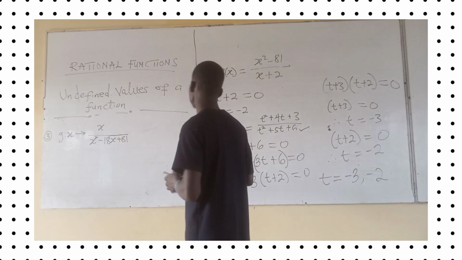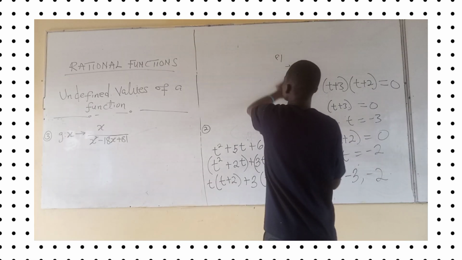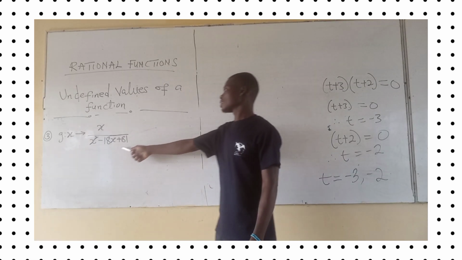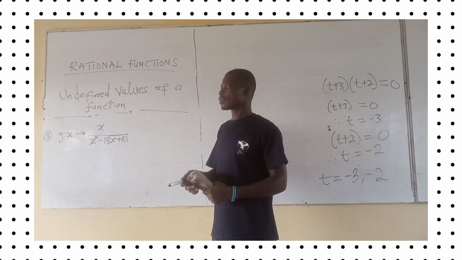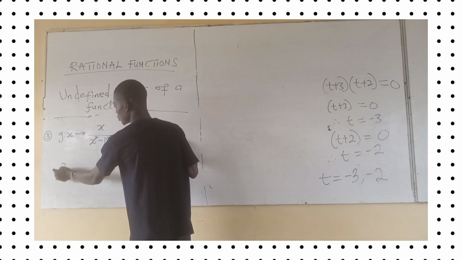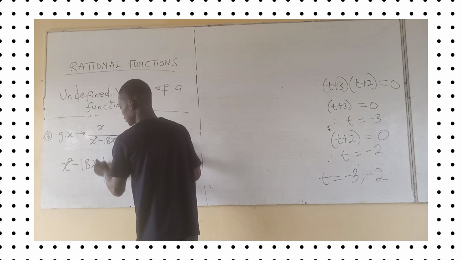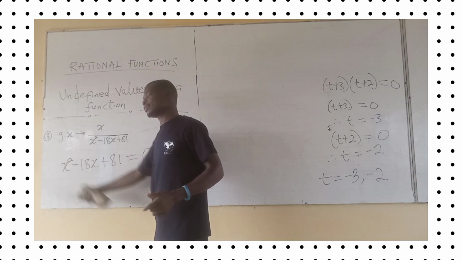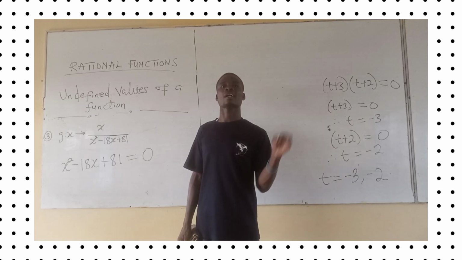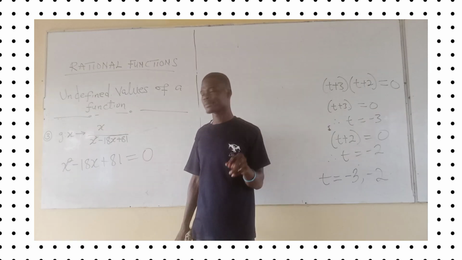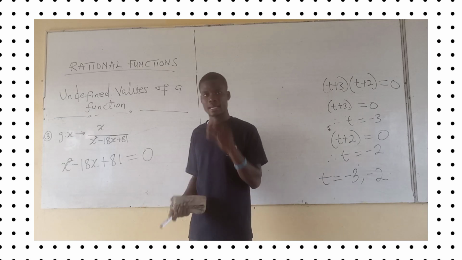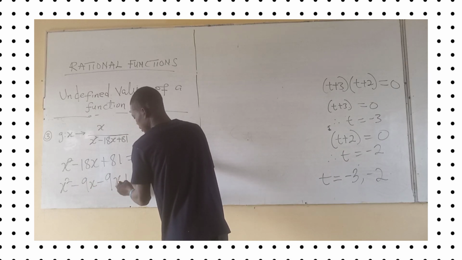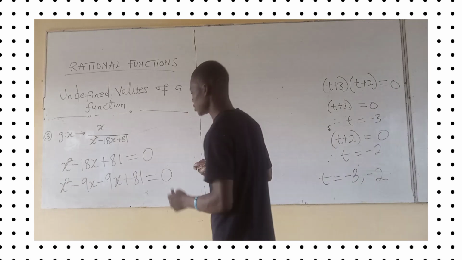So for the undefined values, we have to take our time, set the denominator to 0 and solve for the remaining results. So when you set the denominator to 0, you get s squared minus 18s plus 81 equal to 0. So let's factorize. 81 by 1 is 81. So 2 factors of 81 that will add up to minus 18, but when you multiply, you get 81 as well. Minus 9, minus 9. So we have s squared minus 9s minus 9s plus 81 equal to 0.